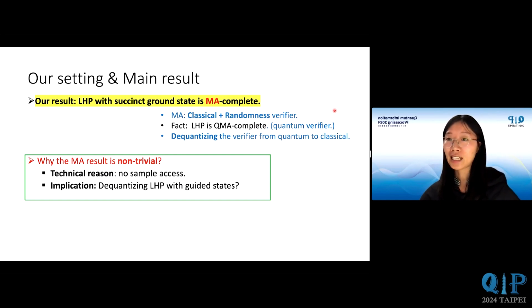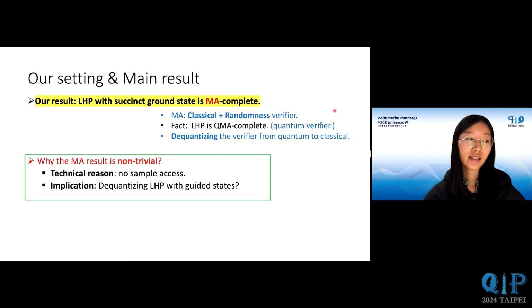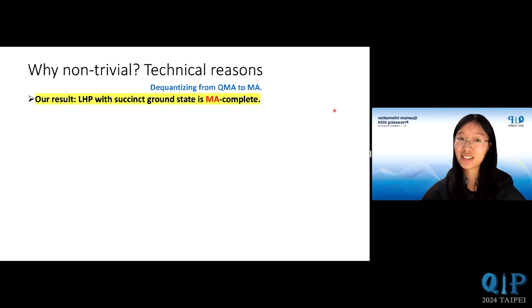There are two different aspects: one is the technical reason and one is the potential implication. So let's explain this. Let's begin with the technical reason why the MA result is non-trivial.